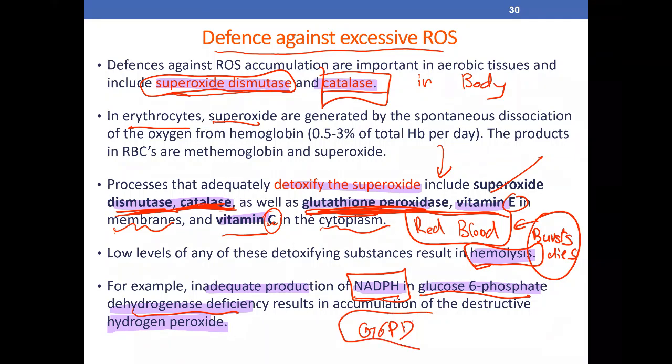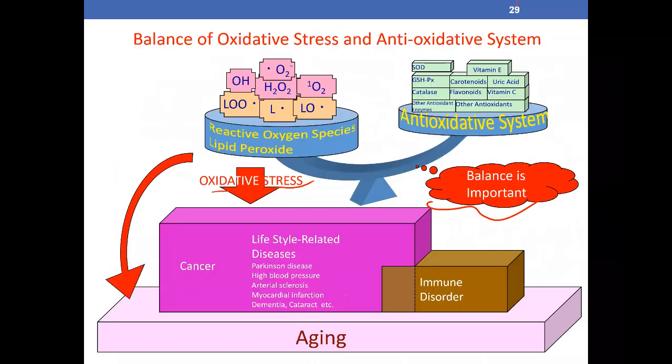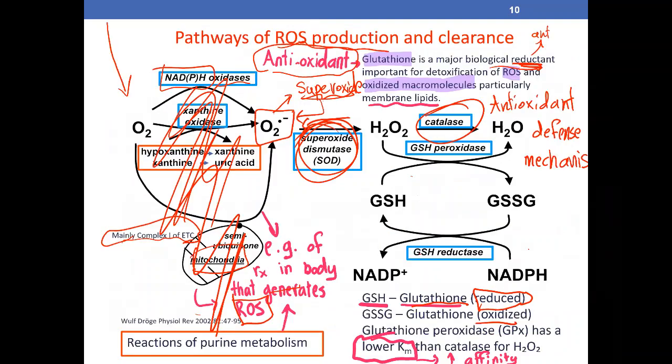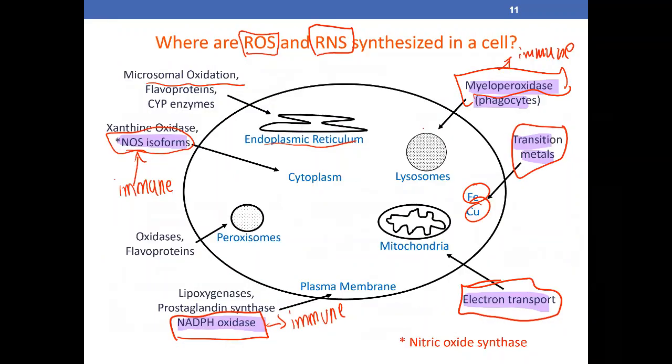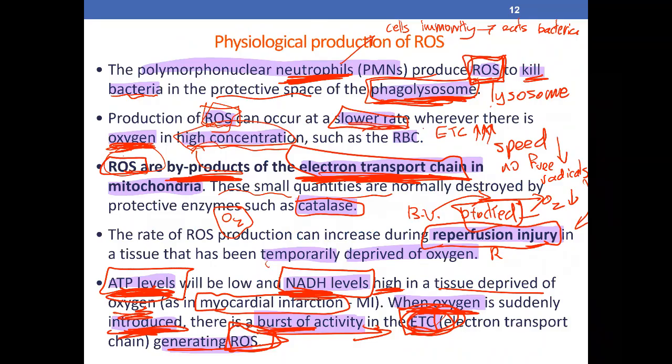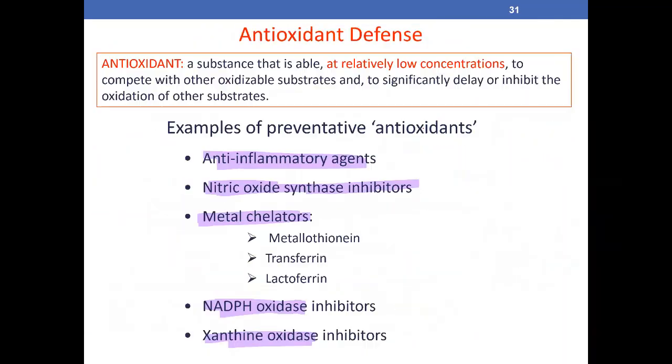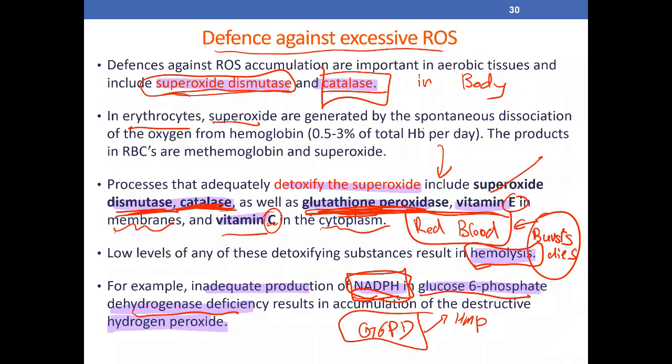This enzyme is in the pentose phosphate pathway, or the HMP shunt, which produces NADPH. And remember, NADPH, where do you need it? You need NADPH in this reaction right here. If you don't have NADPH, you have accumulation of free radicals right here. So this is why G6PD deficiency is bad. All right, so that's it for that.